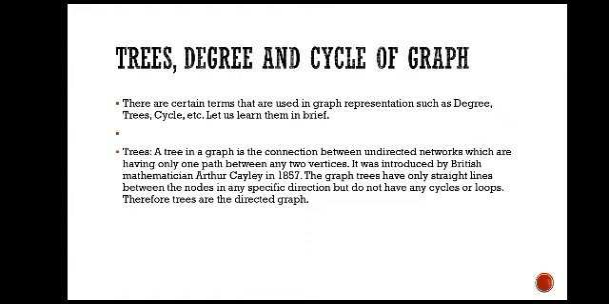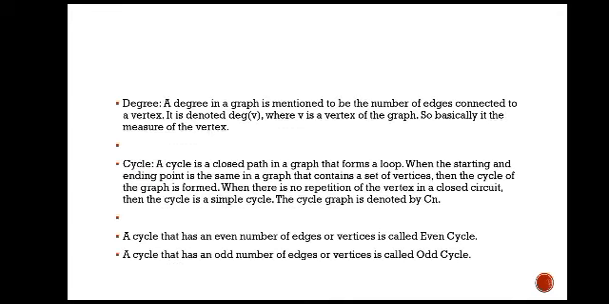In 1857, the graph trees have only straight lines between the nodes and in any specific direction, but do not have any cycle or loop. Therefore, trees are directed graphs. Now, degree in a graph is the number of edges connected to a vertex. It is denoted by deg(V), where V is the vertex of the graph. So basically, it measures the vertex.